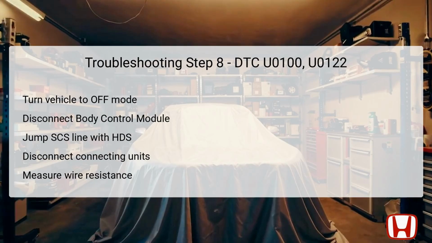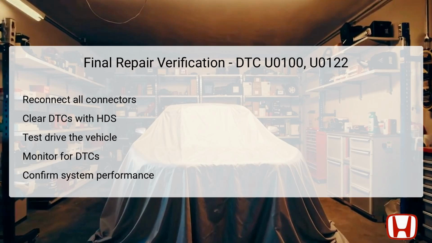A nominal reading of 1.0 ohm or less indicates that the circuits are operative. If resistance is above this threshold, it will be necessary to repair any shorts in the lines to re-establish effective communication. After completing the necessary repairs and checks, reconnect all affected connectors securely. Follow this by clearing all DTCs using the HDS to reset the vehicle's communication systems.